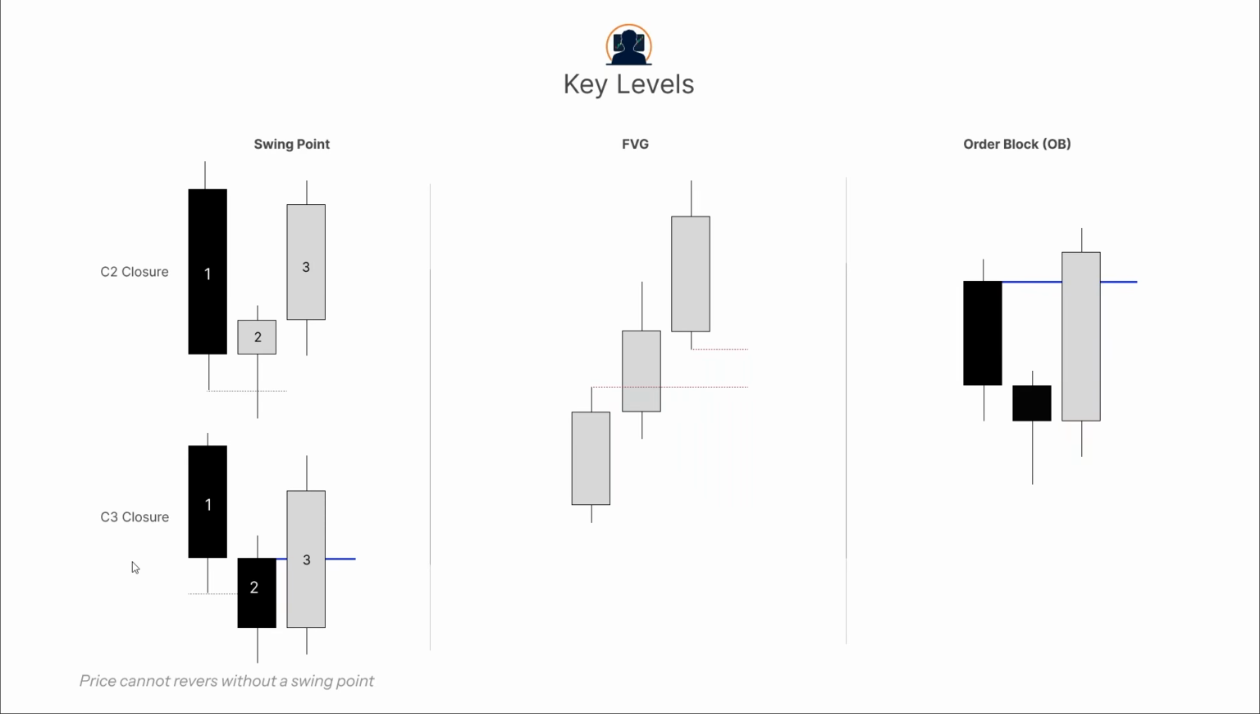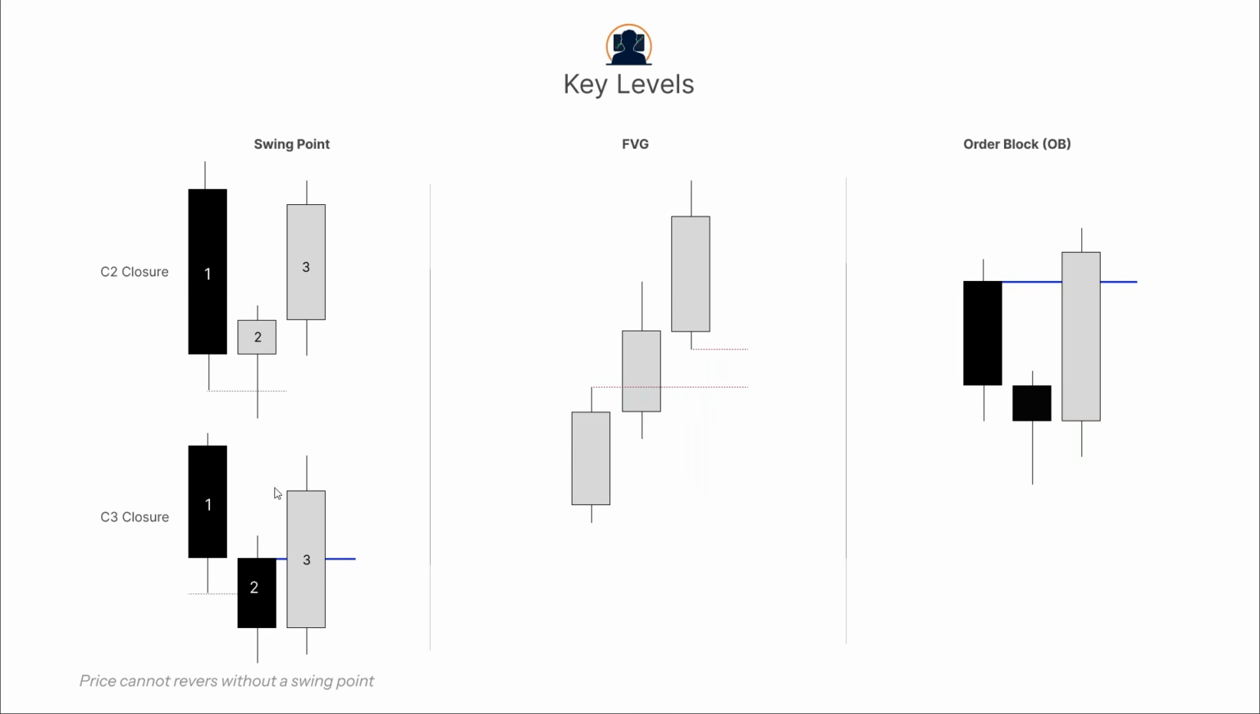And in this example, in this C3 closure, candle 2 is also an order block. Why? Because candle 3 closes above the opening price of candle 2. Once this happens, candle 2 becomes an order block, and it gives you much more confidence to anticipate candle 4 trading through the high of candle 3, potentially reaching for the high of candle 1.